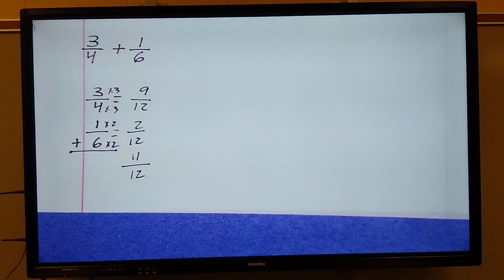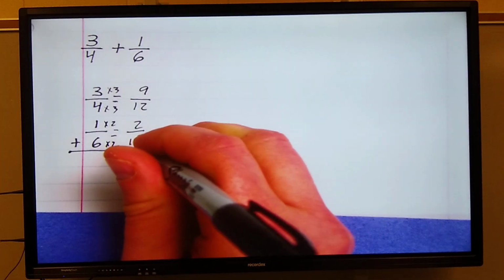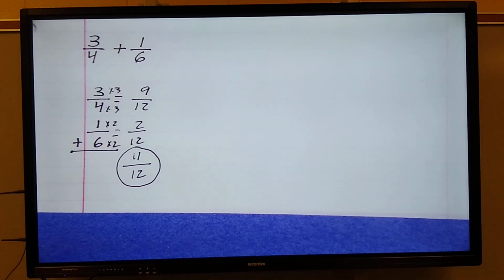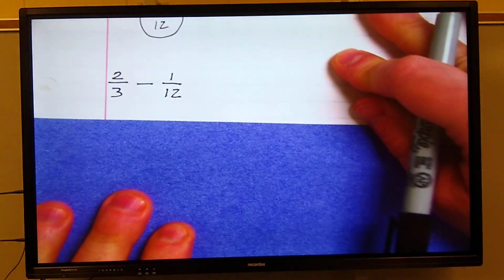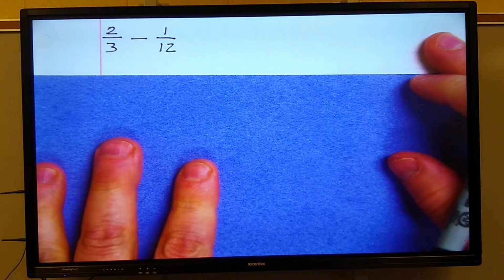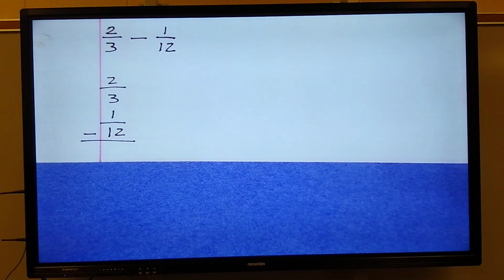Is that an improper fraction? No. Is that its simplest form? Yes. 11/12 is the final answer. The next one. 2/3 minus 1/12. Solve that problem now.